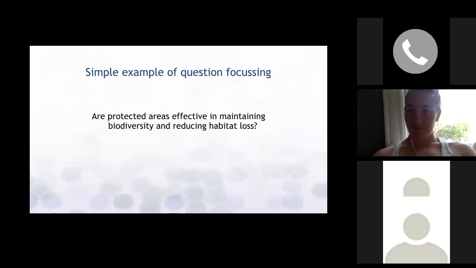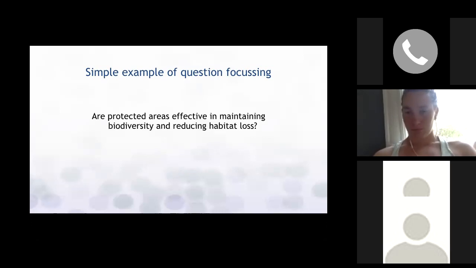So these are some examples of how you can focus questions. So this question first came up: are protected areas effective in maintaining biodiversity and reducing habitat loss? So we can start to parse this out. Okay, the first part, when I look at this, I would say, okay, protected areas. What kind of protected areas? Where are they? All protected areas? Ones on land, ones in forests, and marine areas? Because those are definitely different types of protected areas.